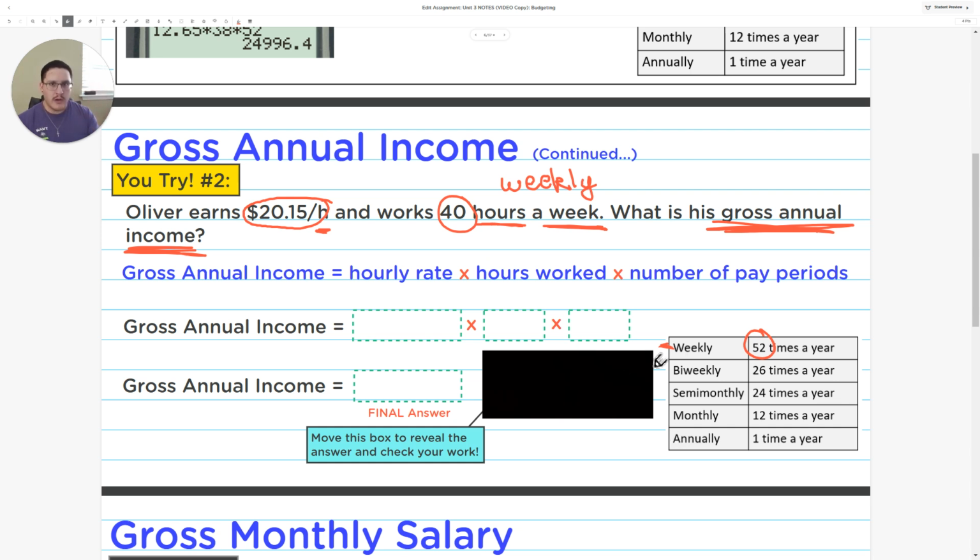So again, be aware of how much you're getting paid and during what time, what pay period, what time period this is. So I know the hourly rate is $20.15 per hour. I know the amount of hours worked is 40 hours. And I know this is weekly. So weekly means I'm getting paid 52 weeks out of the year.